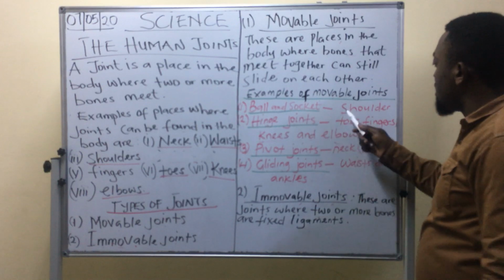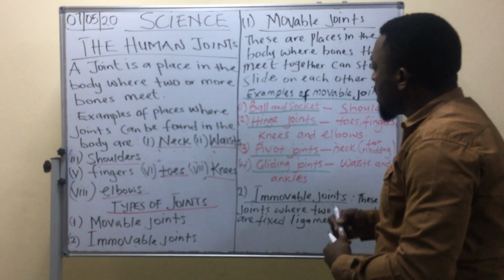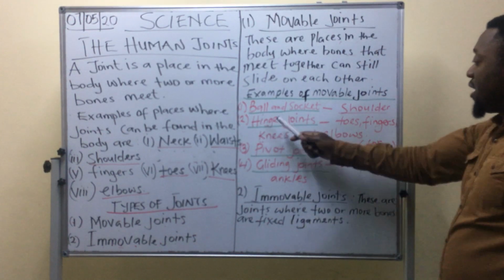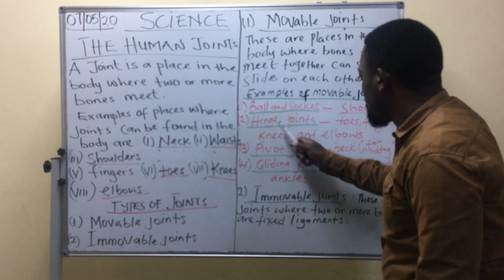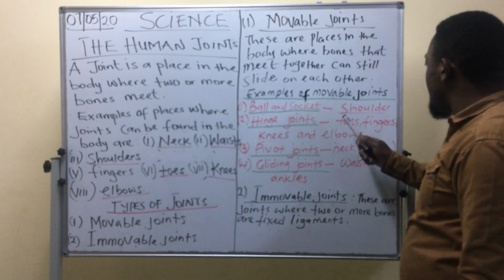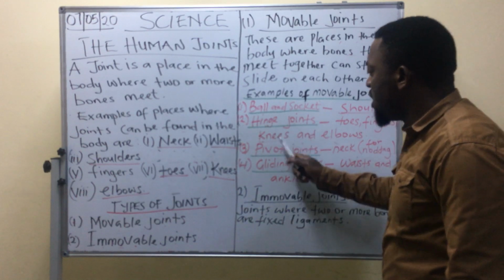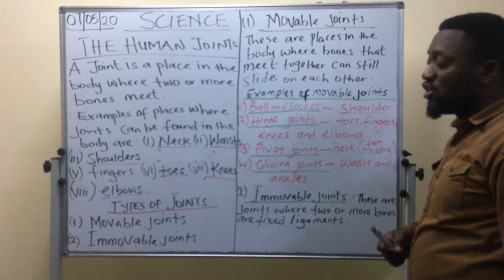You can see ball and socket in the shoulder. Then the second one is the hinge joint. Where can you see hinge joints again in the body? You can see hinge joints in the toes, fingers, nails, and elbows. So these are places where you are going to see hinge joints.